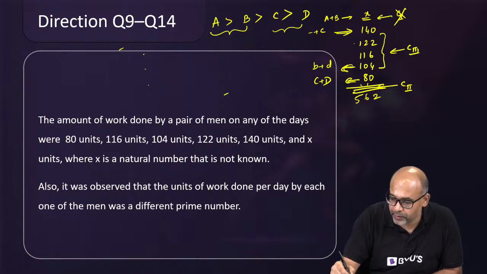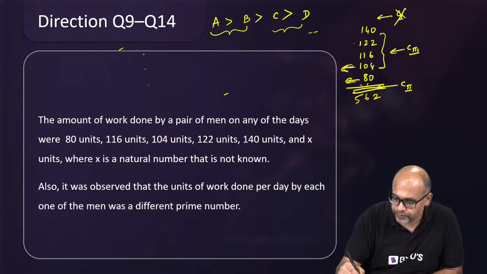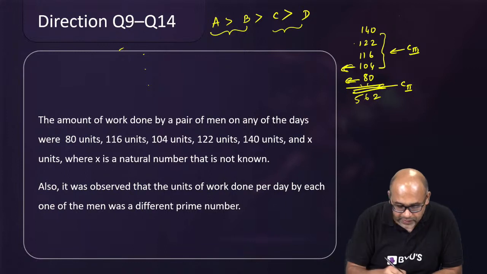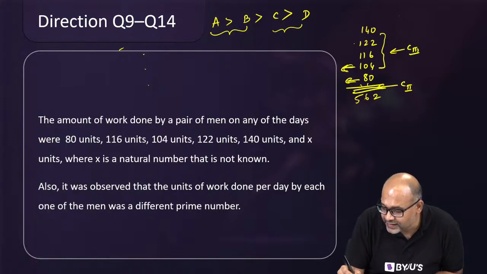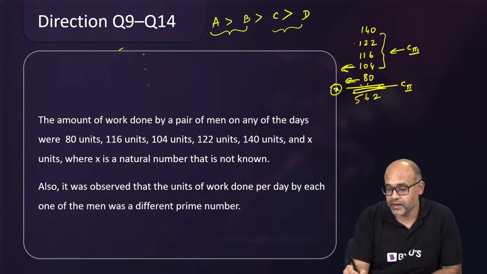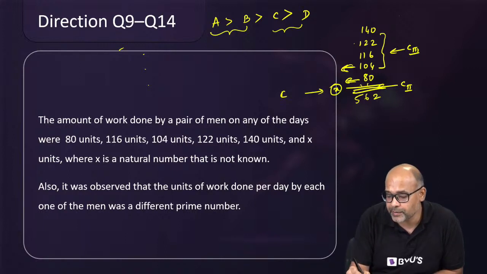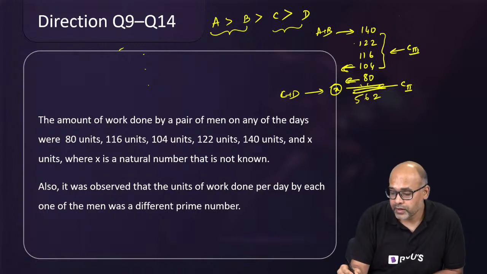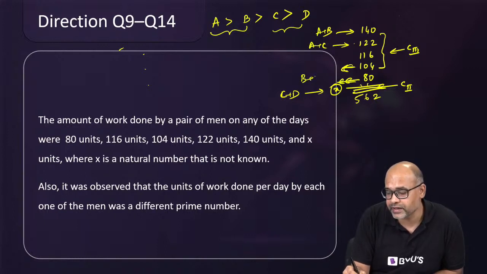Right. So case number 1 is over. Now case number 2. Case number 2 is X is at the bottom. Bottom is X, which means this is your C plus D. This is your A plus B. This is your A plus C. And this 80 will be your B plus D.